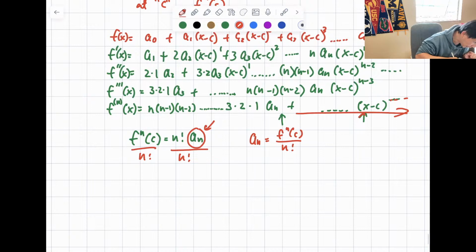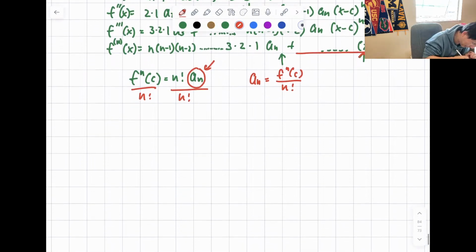Now, what we're going to do is substitute this. We're going to say, well, we know the power series of f of x is equal to the summation of n equal to 0 to infinity of a_n times (x minus c) to the n.